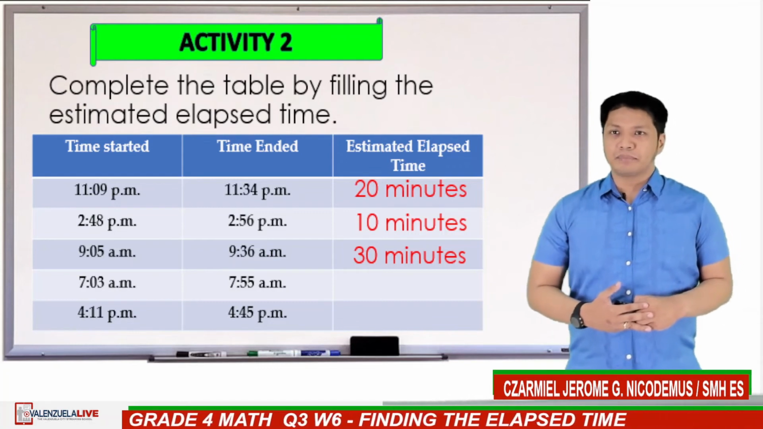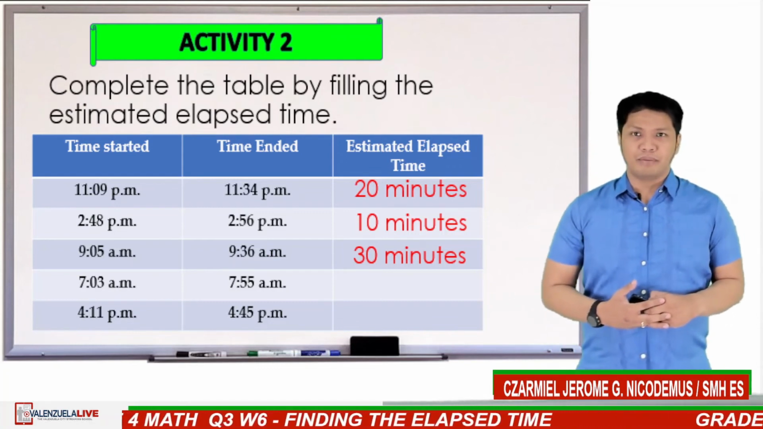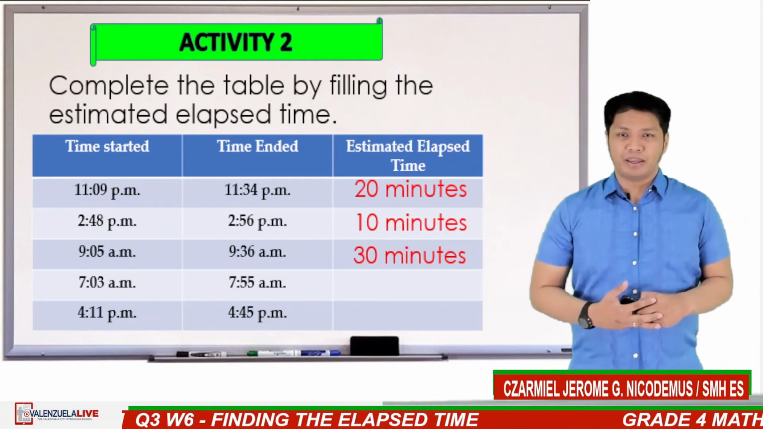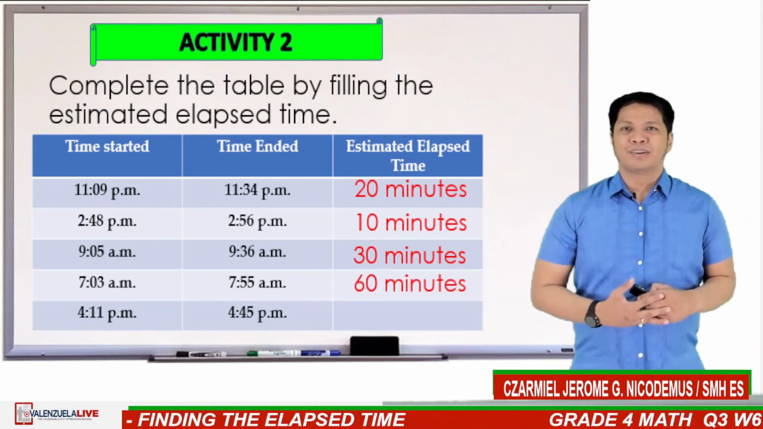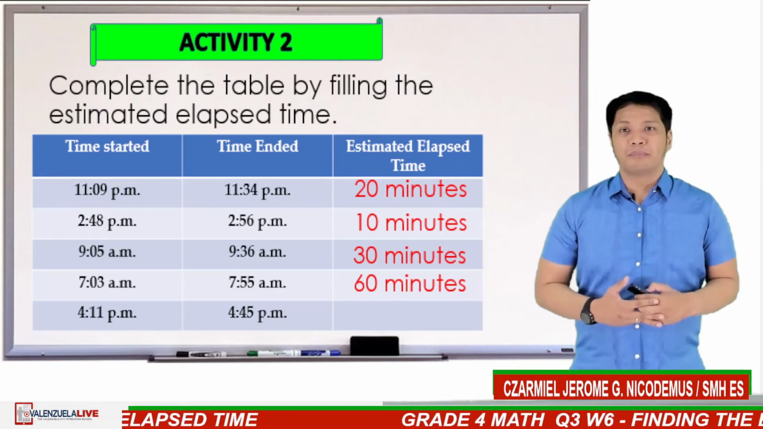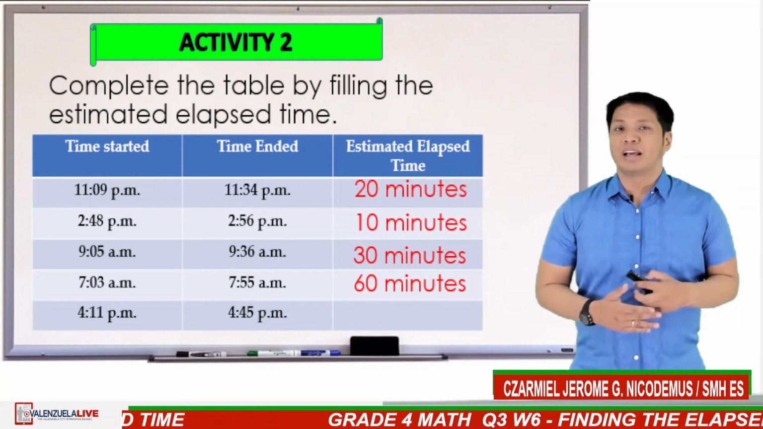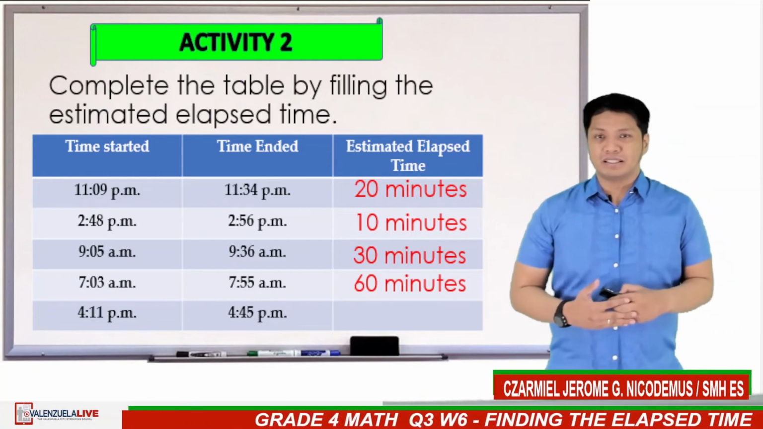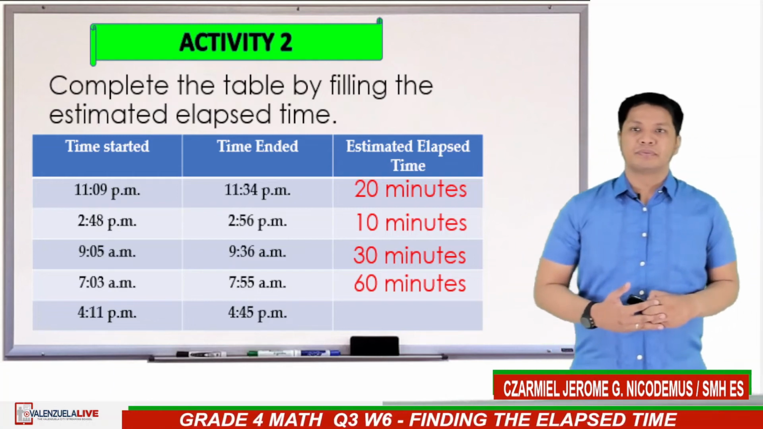So next, the time started is 7:03 a.m. and the time ended is 7:55 a.m. So 7:55 will become 8 o'clock a.m. and 7:03 will become 7 o'clock a.m. So the estimated elapsed time is 60 minutes or 1 hour.